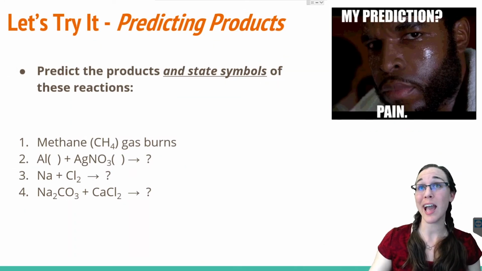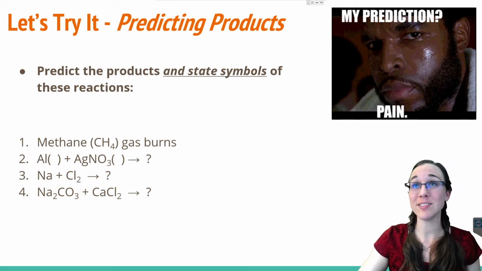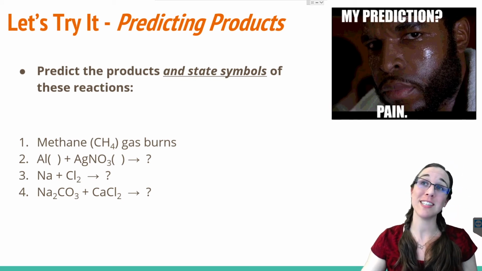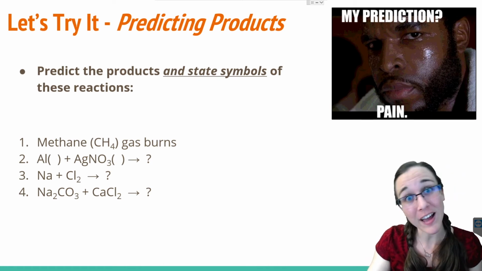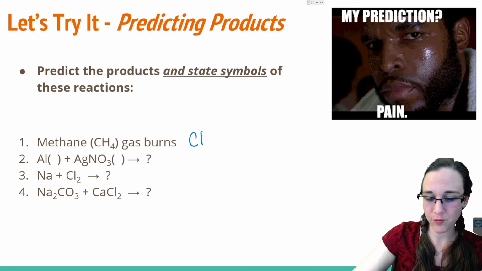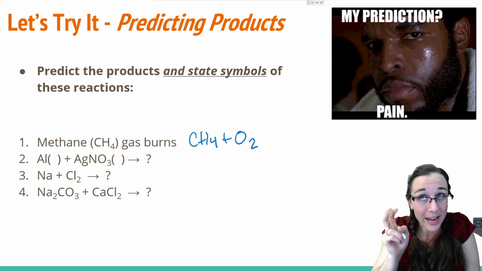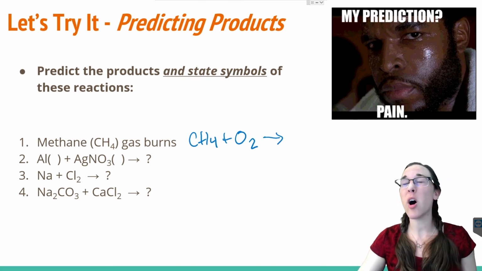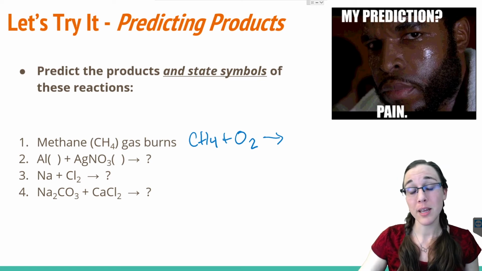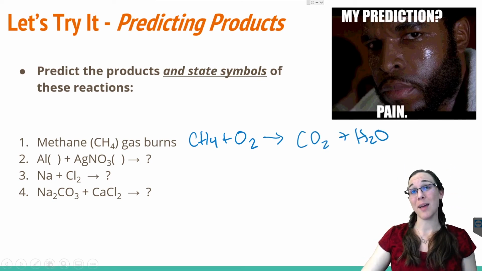All right, so for the first one, we have methane gas, CH4, burns. Well, okay, so we have something that's composed of carbons and hydrogens, and we're saying it burns. Hopefully the first thing that comes to your mind is combustion, fire. So we've got CH4 plus oxygen for the burning aspect of it. And we know that combustion reactions will always and forever form CO2 and water.